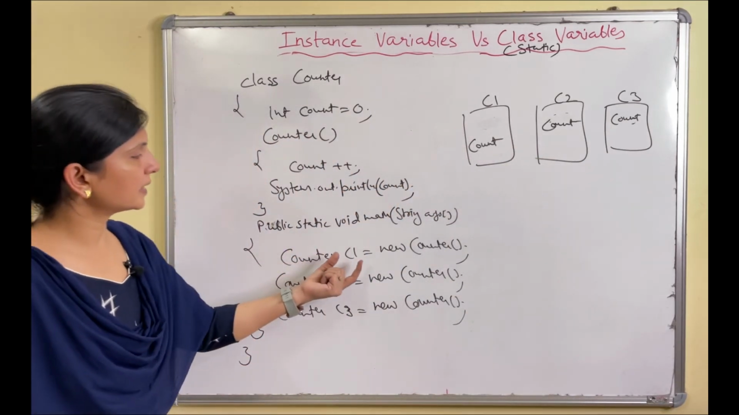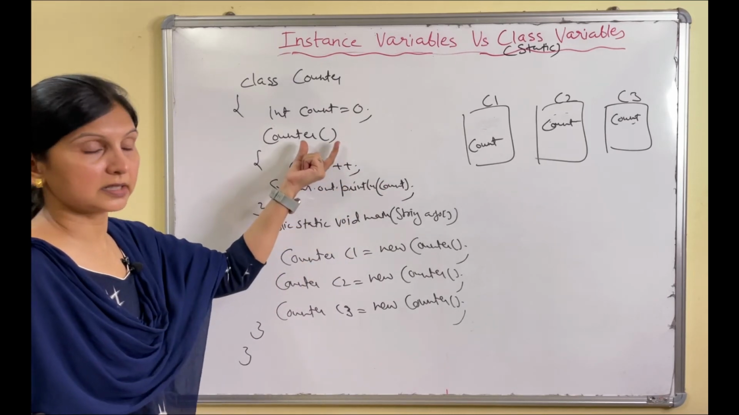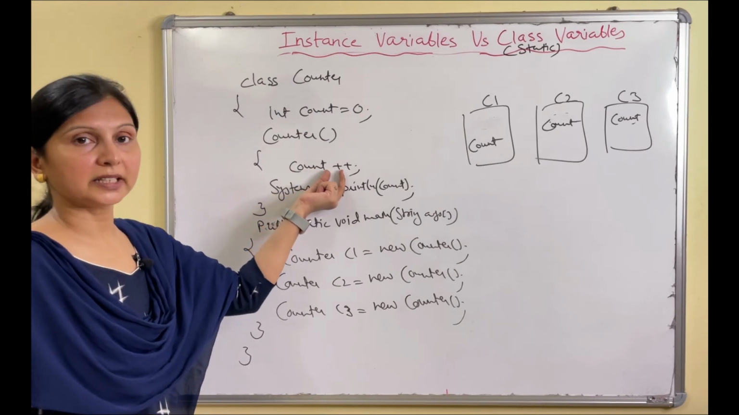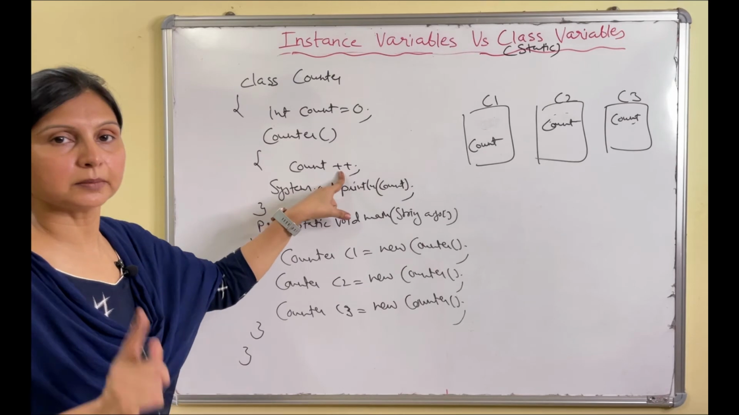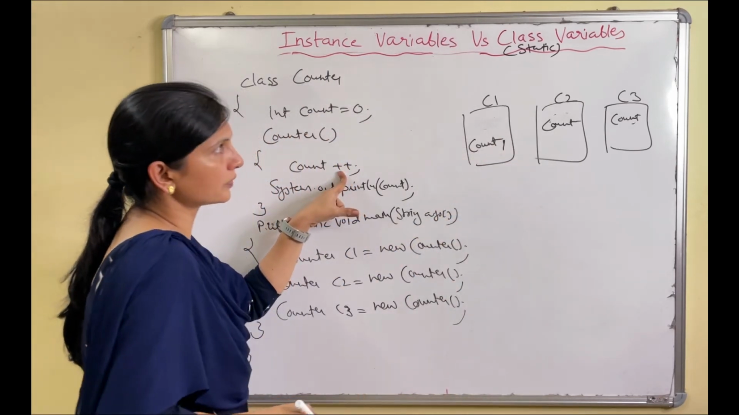See, as we create the object C1, what happens? It will invoke this method, this non-parameterized constructor. The count will be given an increment of 1. So earlier it was 0, now it has become 1. Count will become 1 in case of C1.